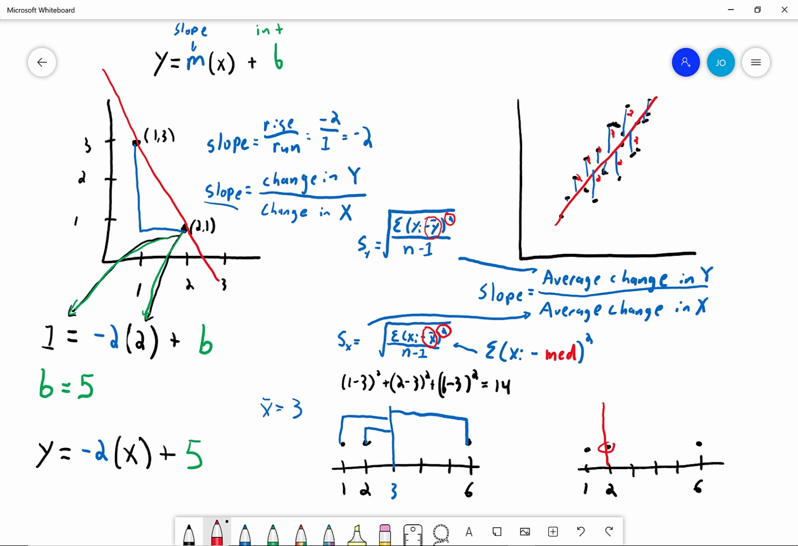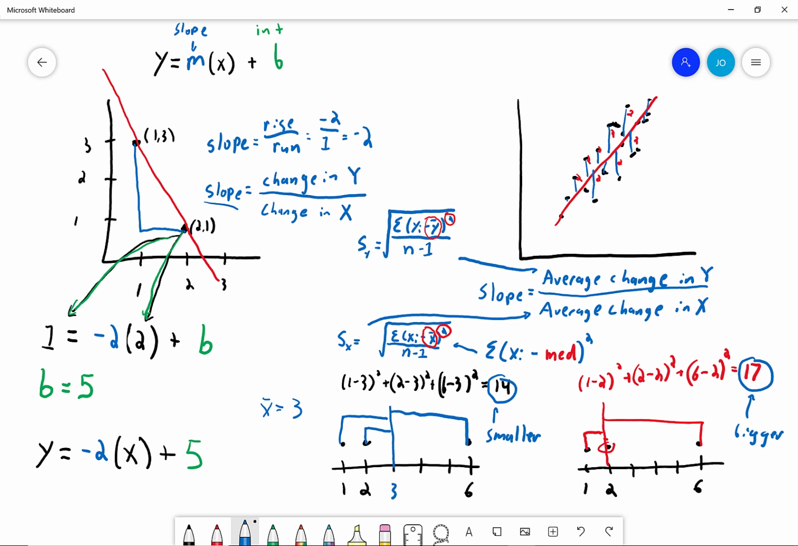And let's do the same thing. How far is each observation from this value? So we have 1 minus 2 squared plus 2 minus 2 squared plus 6 minus 2 squared. And if we were to do this out, we get 17. What we'll notice, and what I want to highlight here, is look at these values. Again, this is just the numerator portion of our standard deviation. But look at these values. When we subtracted everything from the mean, we got a smaller sum of square distances. When we subtracted from the median, we got a bigger sum of square distances.